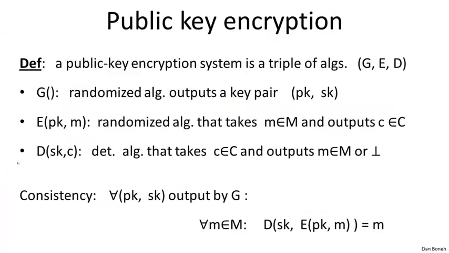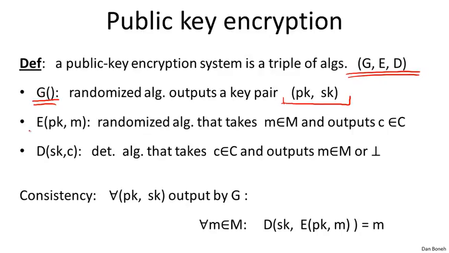So let me remind you in a bit more detail what a public key encryption system is. It's made up of three algorithms, G, E, and D. G is called a key generation algorithm. Basically, it will generate this key pair, the public key and the secret key. As written here, G takes no argument, but in real life, G actually does take an argument called a security parameter, which specifies the size of the keys that are generated by this key generation algorithm.